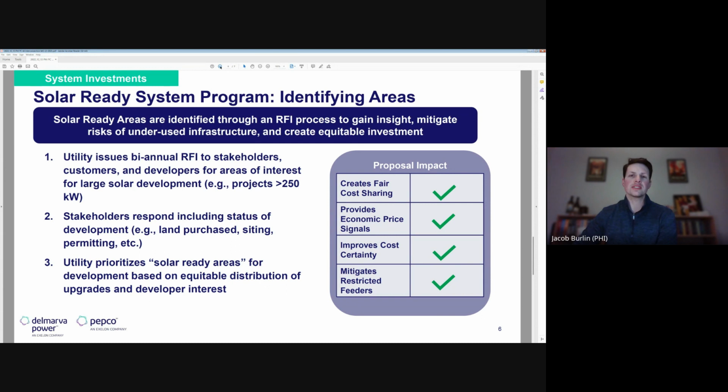of the cost sharing, the price signaling, the cost certainty, and being able to be proactive in some of these system upgrades to support the DER growth within the system, and really targeting some of those large solar customers where it can be a challenge to forecast where they will be. And those are the upgrades that may potentially be the largest impact upgrades on the system, and how can we get ahead of those? So that's just kind of a brief recap of the solar ready energy system concept.